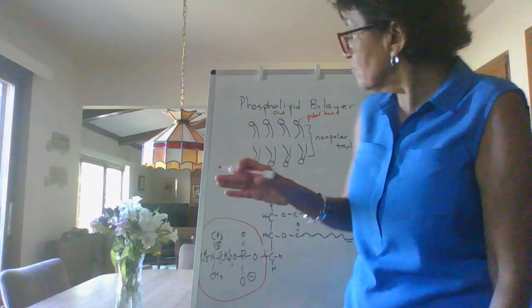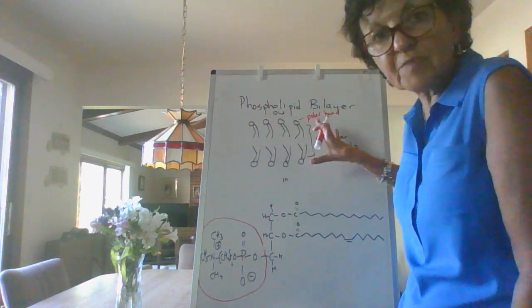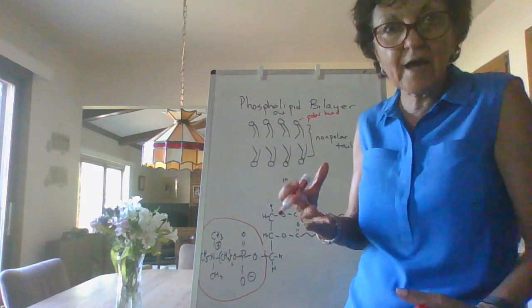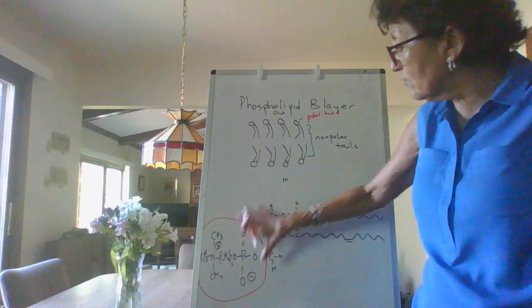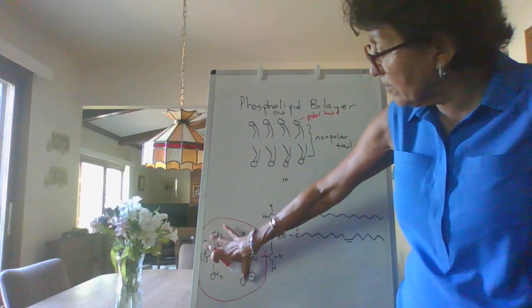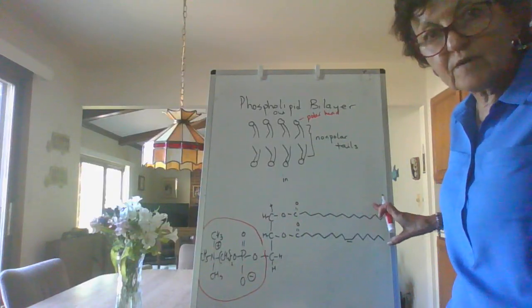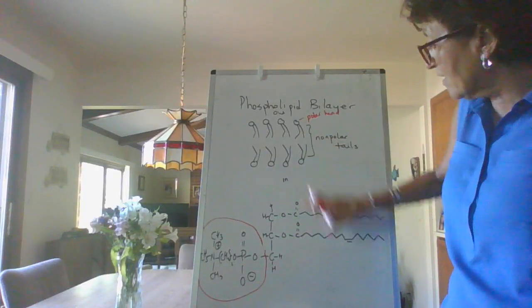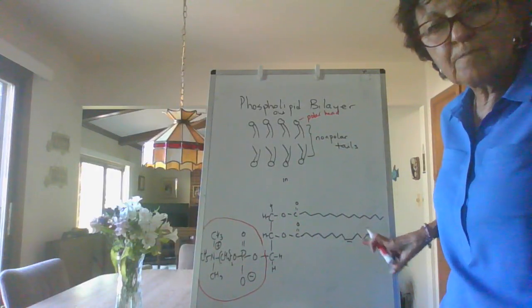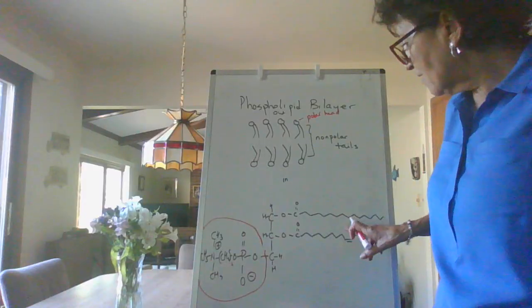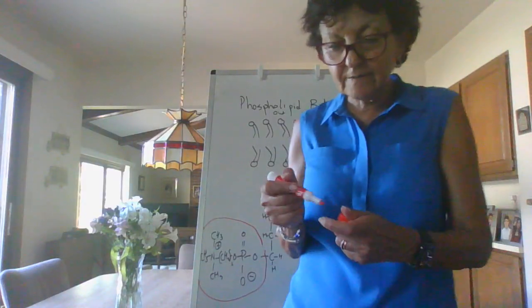But what you should realize is that when you see something like this from a bio class, what you're seeing is this here. This portion is the head. And these are the 2 tails. Okay. Why is there a kink? Because the second fatty acid has a double bond in it.